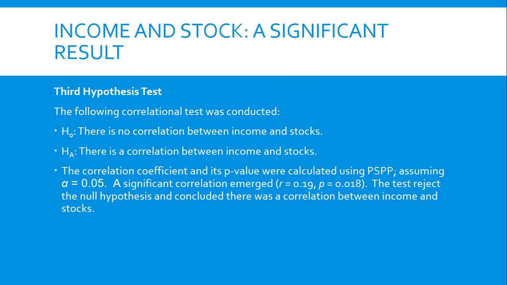The third hypothesis test was between the variables income and stocks, concluding in a significant result. The R value for this test was 0.19 and the p-value was 0.018. The test rejected the null hypothesis and concluded that there was a correlation between income and stocks.